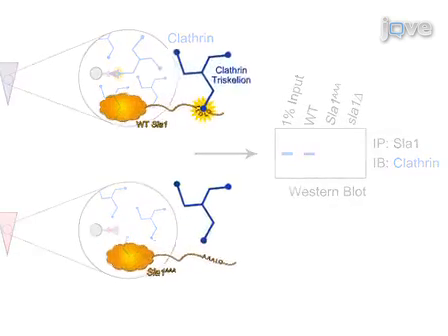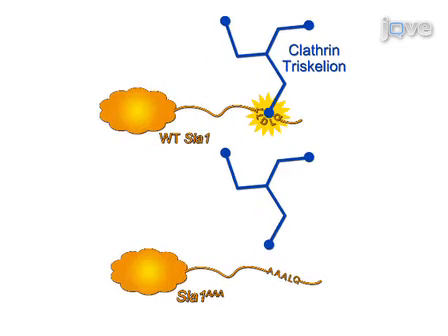Ultimately, the data obtained show that mutation of the VCB delays endocytosis, and that binding of SLA1 to clathrin is lost in these mutants.